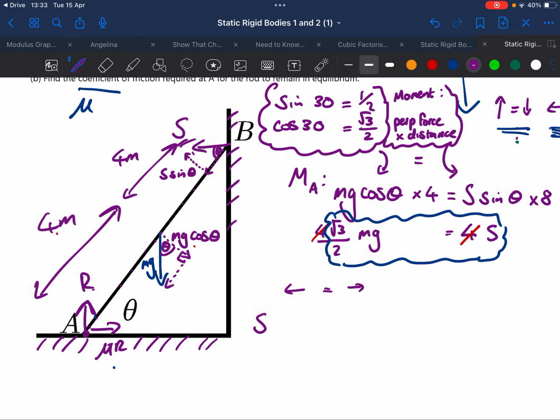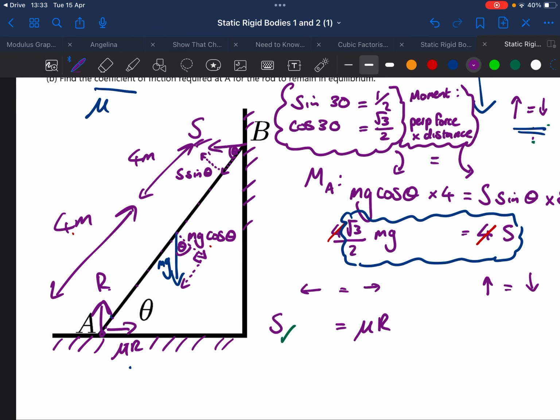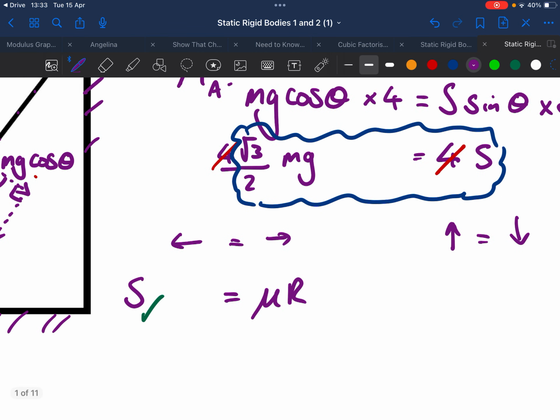So S. And then that's actually it, isn't it? It's just equals mu R. Okay. S, I actually know what S is, but R, I don't know what R is. So what we're going to do finally is we're going to do up equals down, and we're going to find that that helps us out. So up equals down. All of the up forces would just be R.